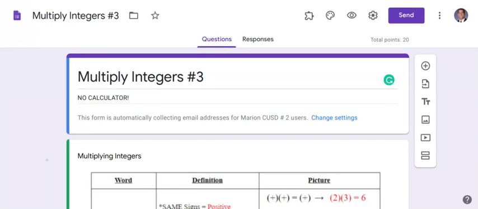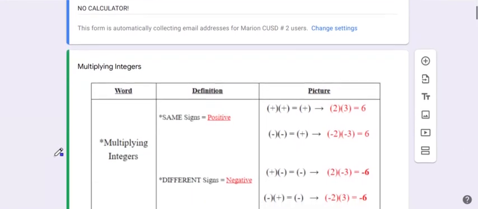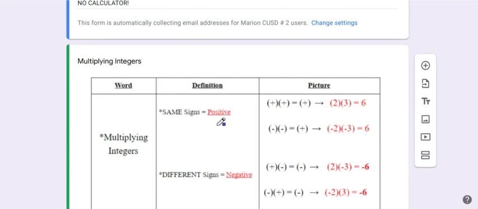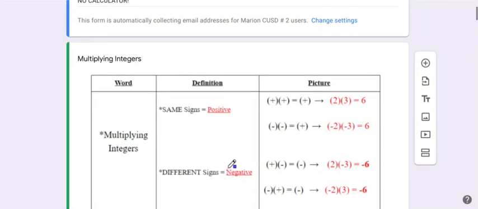Okay, I'm here in multiply integers form number 3. You have this chart here that reminds you of the rules. If you're multiplying numbers with the same sign, your answer will be positive. If you're multiplying numbers with different signs, your answer will be negative.